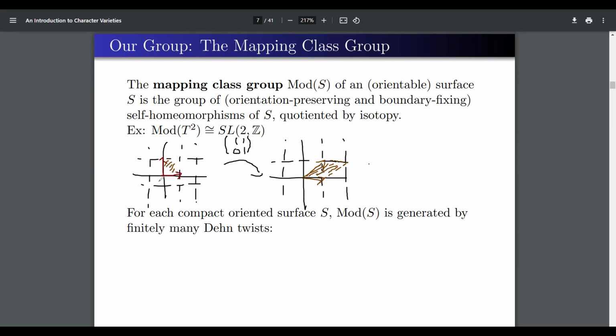But because this agrees with the action of Z mod 2, this action right here descends to an action on the torus. And there you go. Each matrix of determinant 1 has this action and can descend back to the torus, an action on the torus. And for more general cases, we can say that the mapping class group is generated by finitely many Dehn twists.